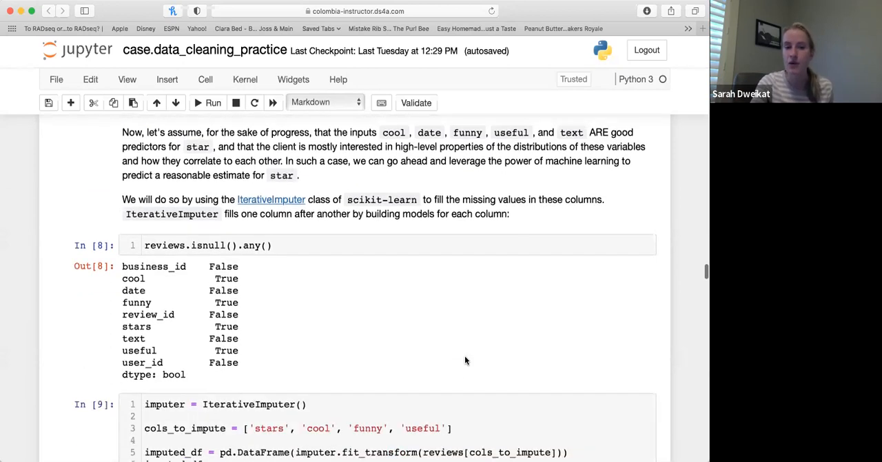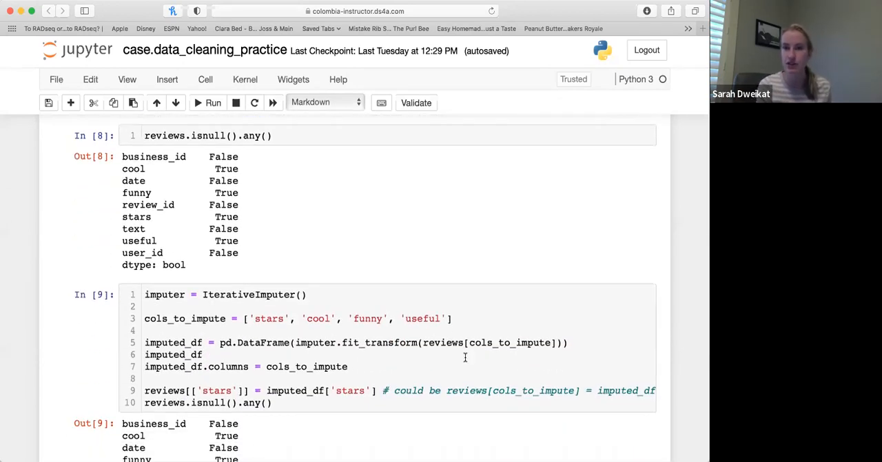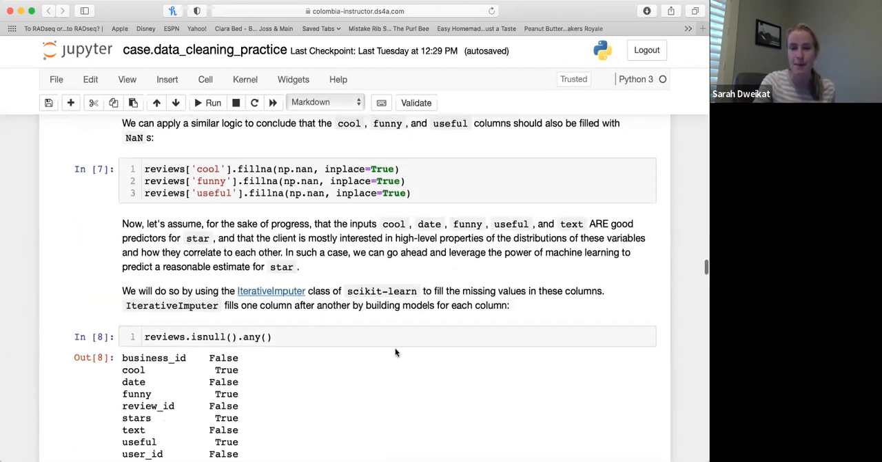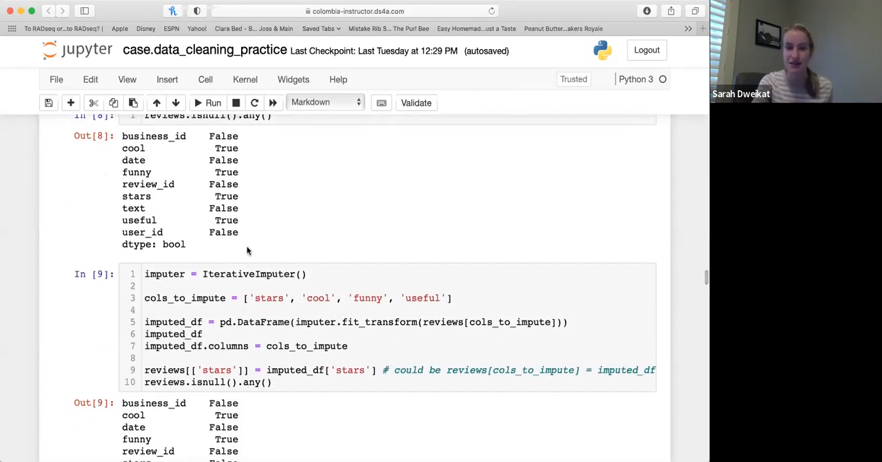But I wanted to talk to you about the code you would actually use if either your client said there is a relationship, or you went through and found a relationship, a high correlation or something like that between these variables. Then yeah, you could go ahead and do this. And this is the code to do it. But in this case, we don't know anything about that relationship. So to be safe, you should fill with NaNs. But if you ever need to know how to do this, this is the code.